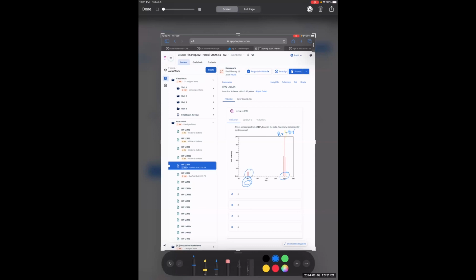Now I want to mention one other thing here. Let's analyze it a little bit more while we are on this problem. What are the masses of these? One isotope is a little bit less than 80, and the other one is a little bit more than 80. How do these combine? Let's call this 81 and this 79.